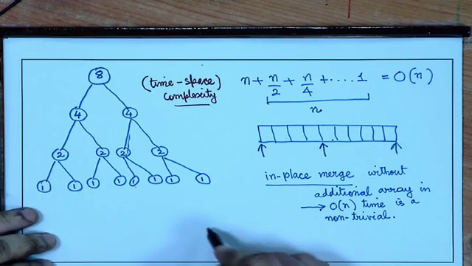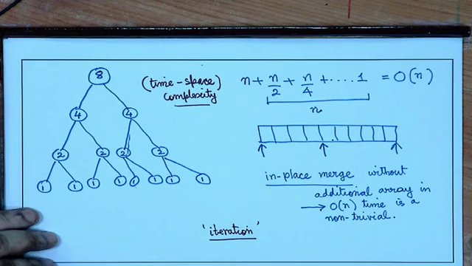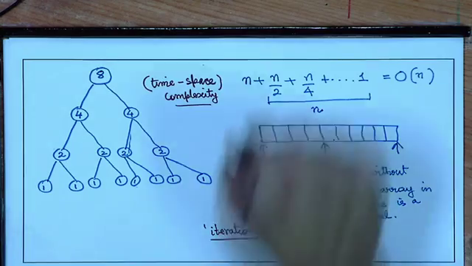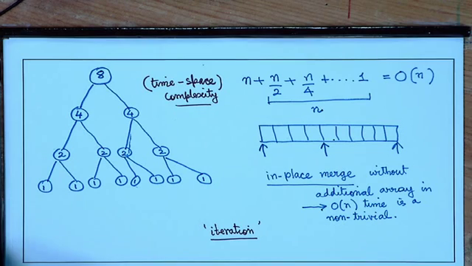Next comes the question of iteration. Do we need to do merge sort only by recursion? How can we try and do merge sort not just by recursion, but also by iteration? That is a very interesting question.